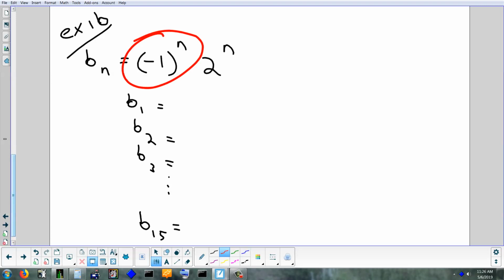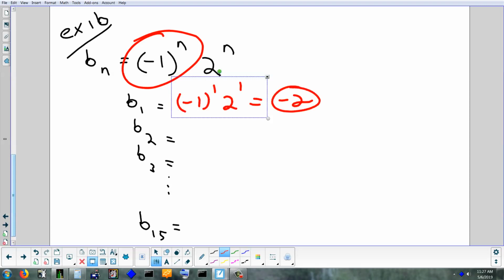This 2 is also going to cause every term to double. So the terms in this sequence are going to double and alternate positive, negative. Okay, so let's find the first term. So we have negative 1 to the 1 times 2 to the 1. Right, so Kathleen, if I do that, what's negative 1 to the first? And then 2 to the first? And negative 1 times 2? Negative 2. So there's your first term in the sequence.